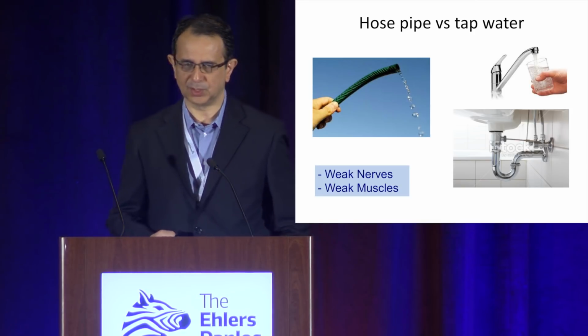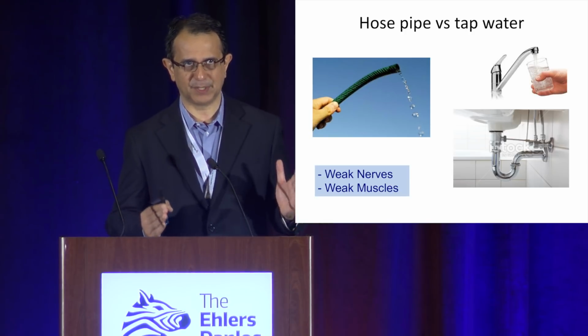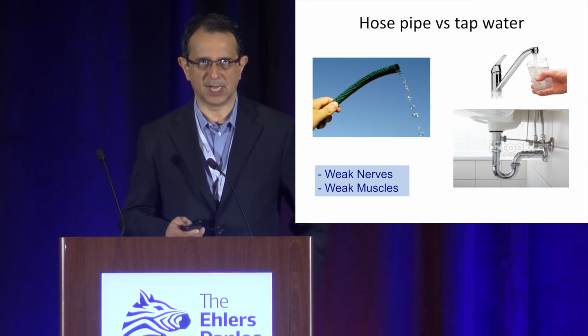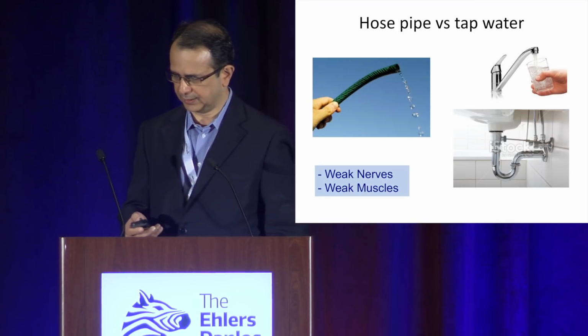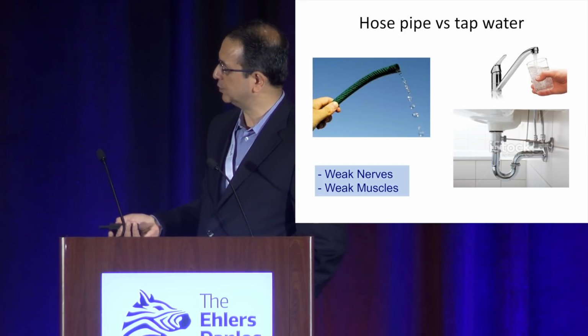And this weakness could be just because the connective tissue of the gut is elastic, but there is some evidence to suggest, as I mentioned to you earlier, that there may be problems in the nerves and the muscles as well in these patients, and in how these nerves and muscles interact with the connective tissue.